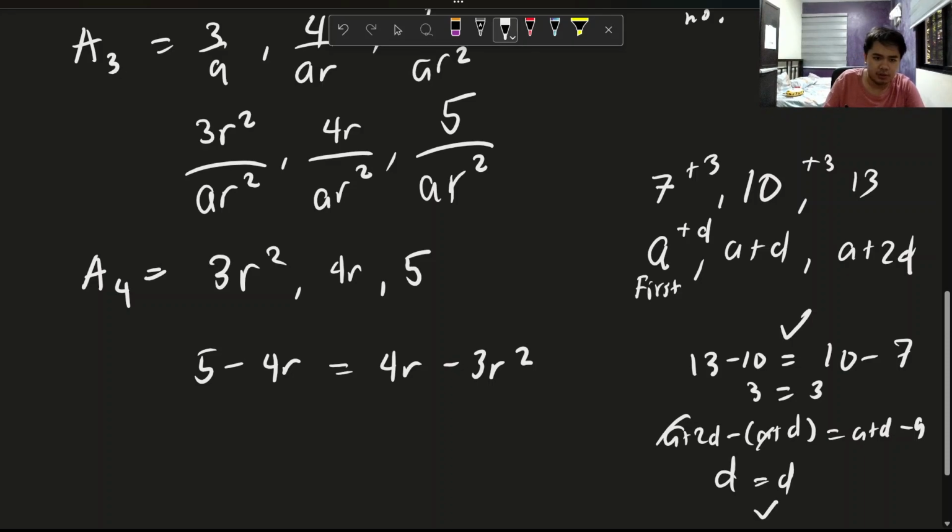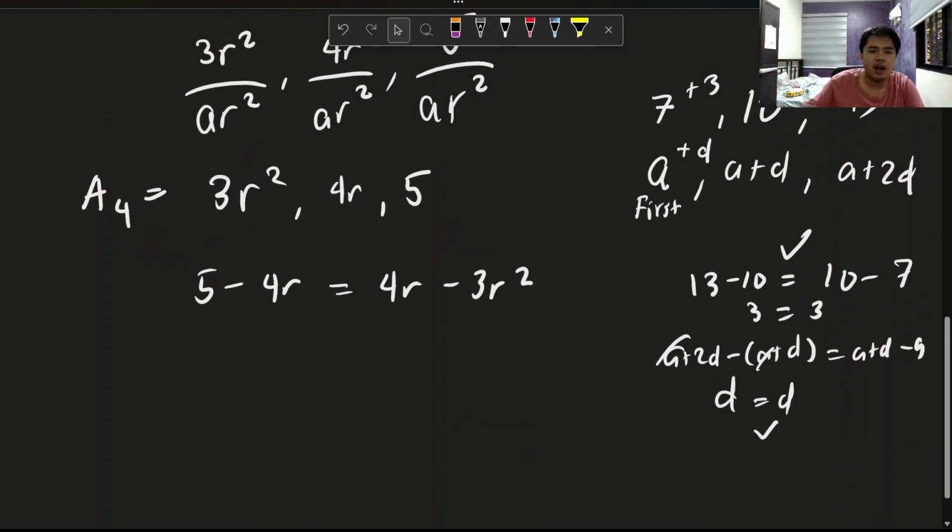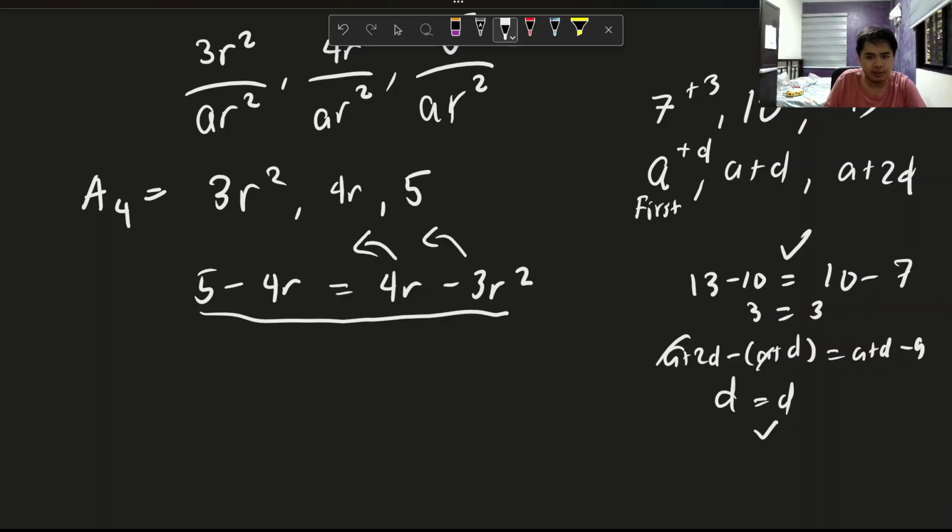So this holds true. Now, how do we solve for R here? Oh, this is a quadratic equation. We just move everything to the other side. So negative 3R squared becomes 3R squared. Positive 4R becomes negative 4R here.